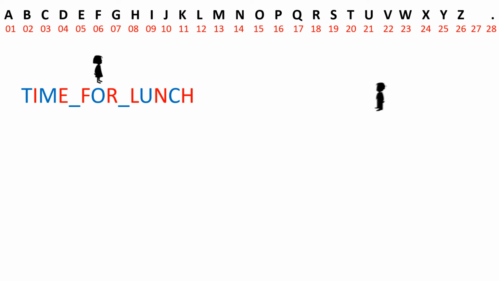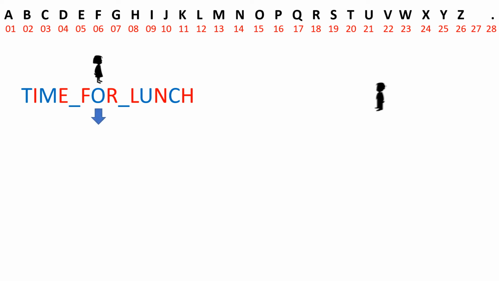And then for the space, maybe we could call that 27. And if there's going to be a period anywhere, maybe we could call that 28. So you could come up with that little system there, easy enough to do. Just write the alphabet and put the numbers under there. And then she could start replacing the letters with numbers instead.